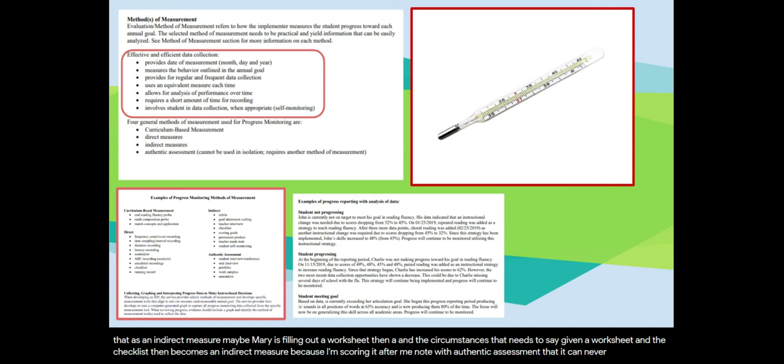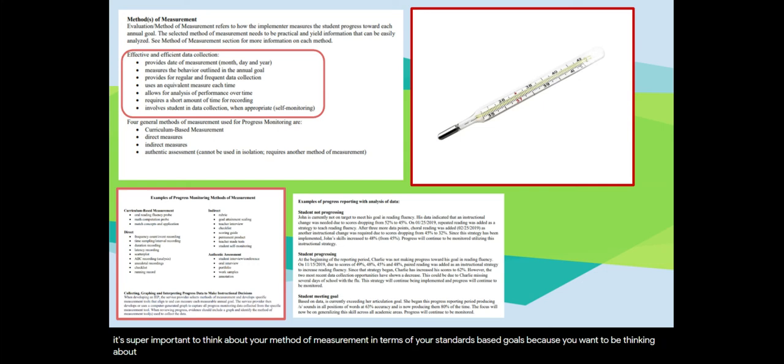So you might consider authentic assessment more as a tool to triangulate data over time, where you're maybe collecting some writing samples over several weeks, but your weekly check might be a direct or an indirect measure. It's super important to think about your method of measurement in terms of your standards-based goals, because you want to be thinking about what kind of method of measurement can I use that's going to help me see if a student is making progress towards those standards-based IEPs.